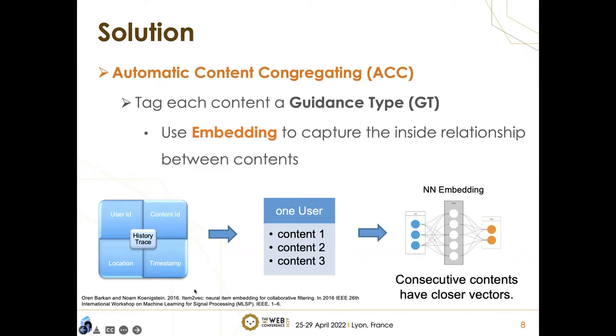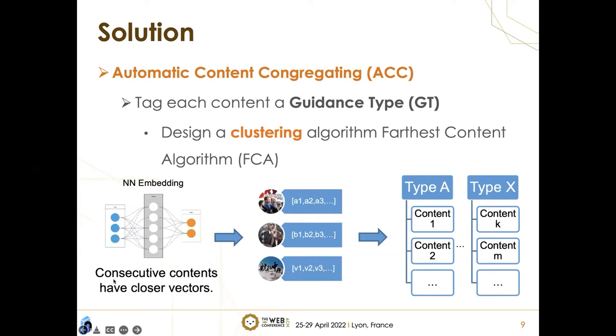Next, we use item-to-vector technology to embed all the contents. We make consecutive contents have closer vectors, so we can assign each content a vector. After getting the vectors, we design a clustering algorithm named the furthest content algorithm, FCA. Then we use FCA to cluster all the contents into some types. In other words, we give each content a type. We call the type the guidance type, GT. So now every content has a GT.